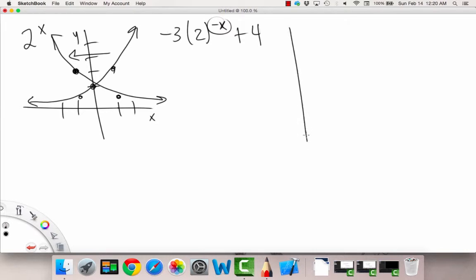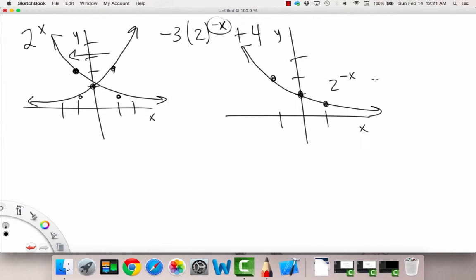So let me write that on a separate one here. We have x and y, 1, 2, 3, 1, 2. So we have something that looks like this. And this one here is our 2 to the negative x graph. And you might also recognize this as 1/2 to the x. They're equivalent.